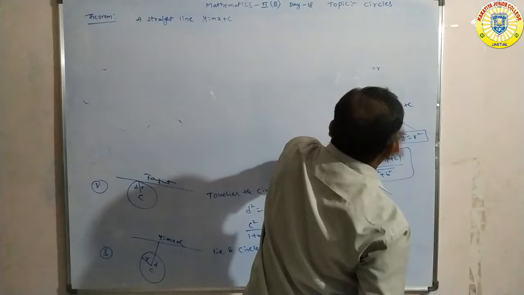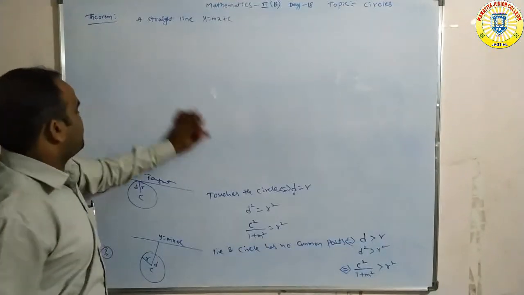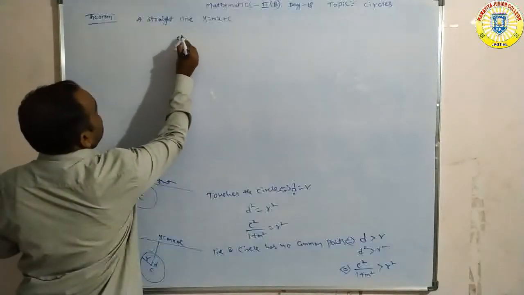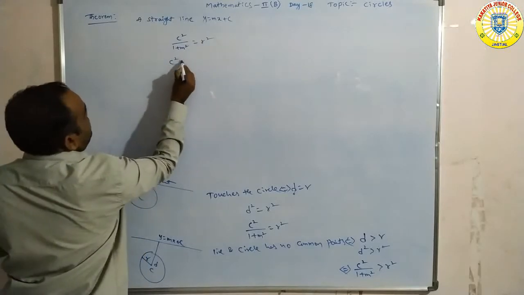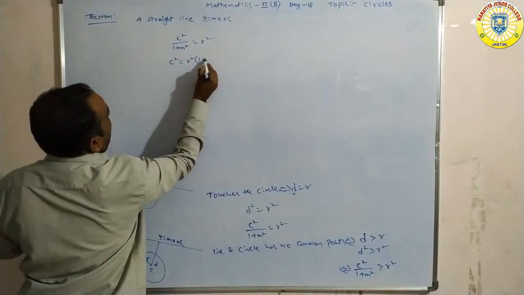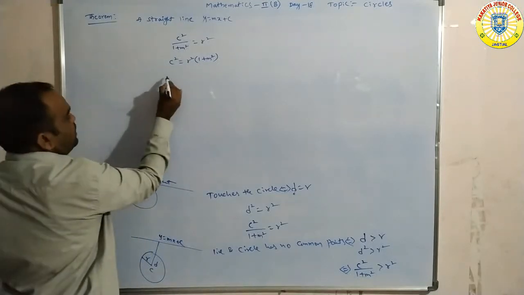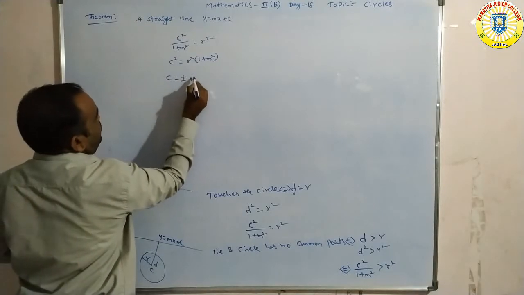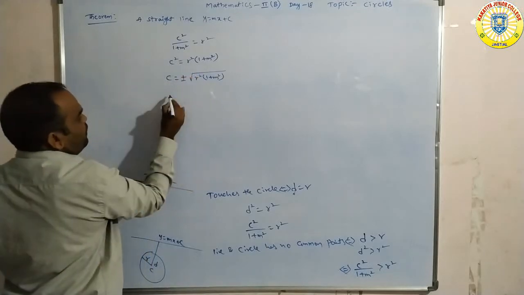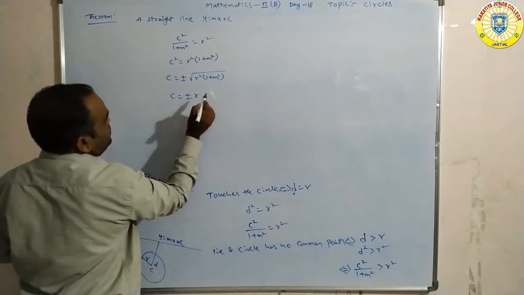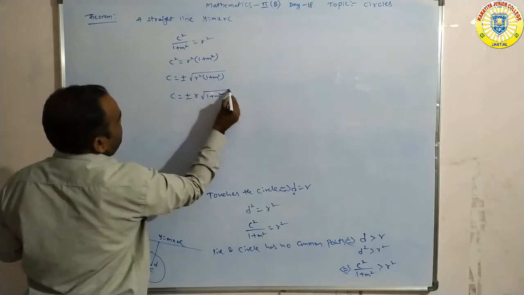c square by 1 plus m square is equal to r square. Here c square is equal to r square into 1 plus m square. So c is equal to plus or minus the square root of r square into 1 plus m square, and the square root of r square is r, so c is equal to plus or minus r into the square root of 1 plus m square.